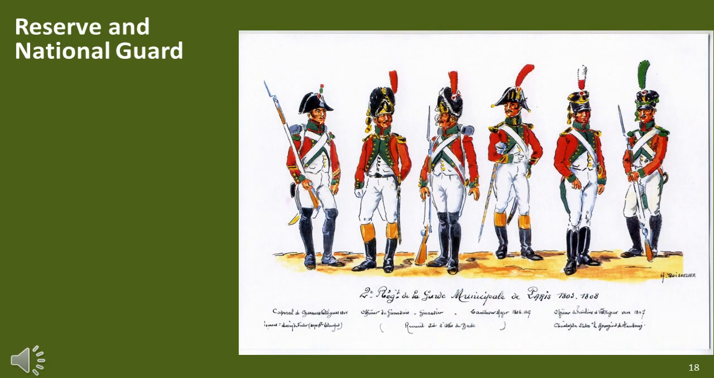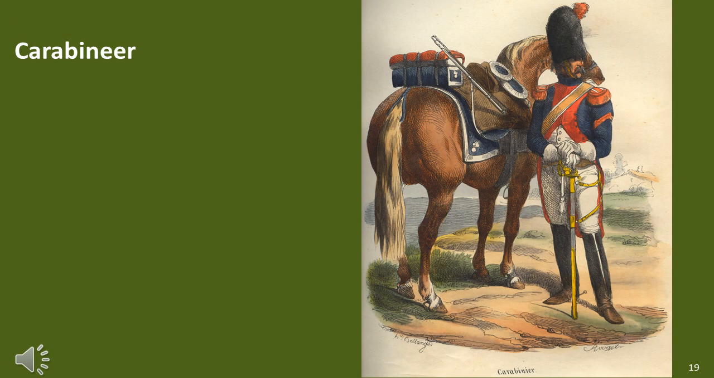The Reserve and National Guards are not really covered in my TO&E, but the French did have a large number of National Guards used to garrison the mother country. The Carabinieri were a heavy cavalry which lacked a cuirass. However, after 1809 they began to wear a cuirass and were effectively the same as cuirassiers.